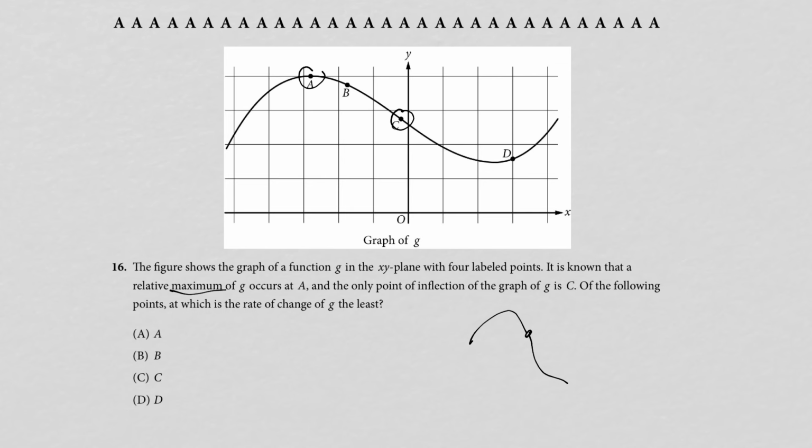Interesting. Rate of change of G. So that's like slope. So here the slope is 0. Here the slope is negative something. And here the slope is positive. So there's only 2 places where it's negative, here and here.